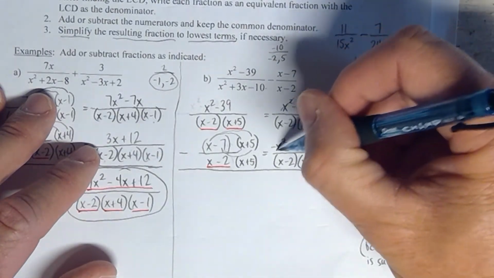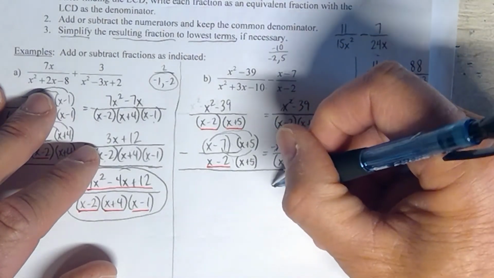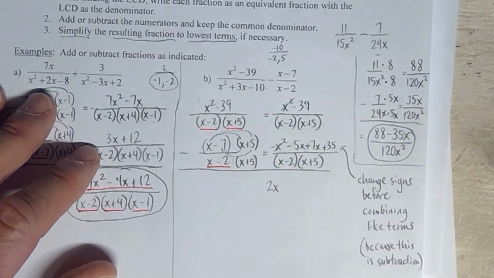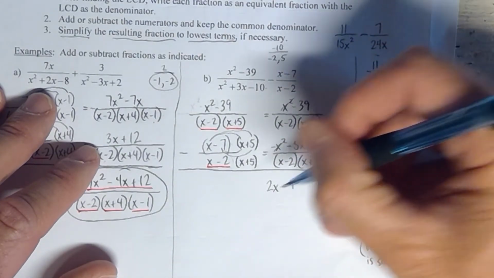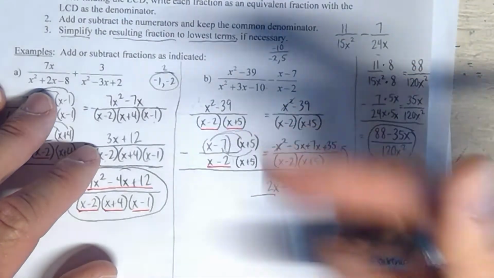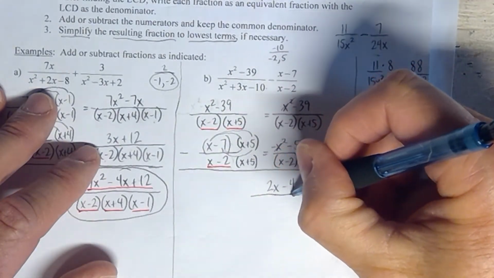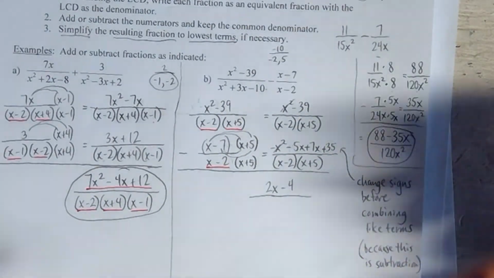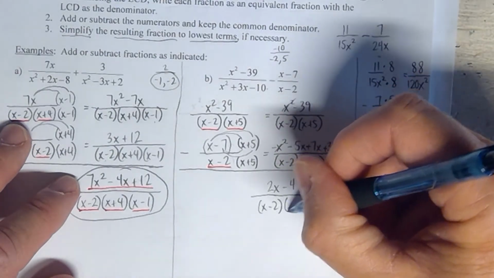X squared and x squared cancel out. Negative 5x and 7x become 2x. Negative 39 plus 35 is equal to negative 4. And then that's it, because the x squared's canceled out. Okay? So that's our new numerator here. And the bottom is x minus 2x plus 5.